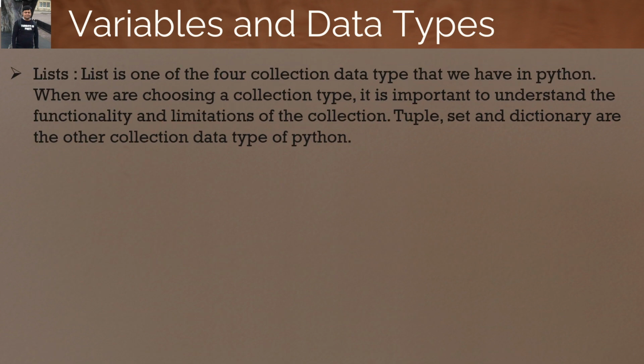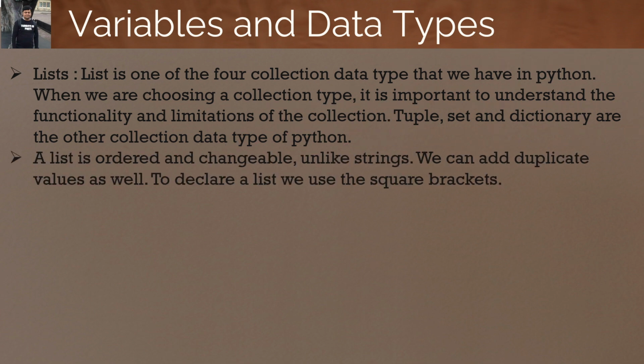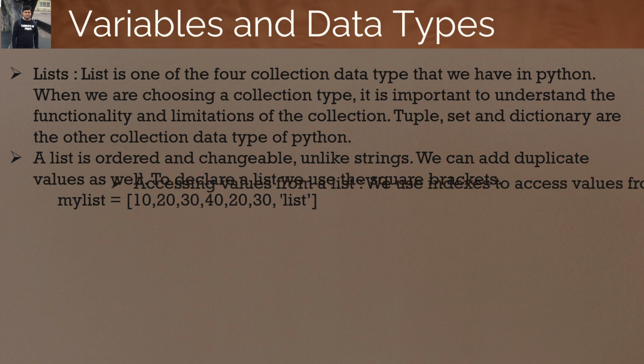List is one of the 4 collection data types that we have in Python. When choosing a collection type, it is important to understand the functionality and limitations of the collections. Tuple, set and dictionary are the other collection data types of Python. A list is ordered and changeable, unlike strings. It can also hold duplicate values. To declare a list, we use square brackets. So you can use mylist equal to, then square brackets, and you can put any numbers separated by commas. So mylist will be the variable.